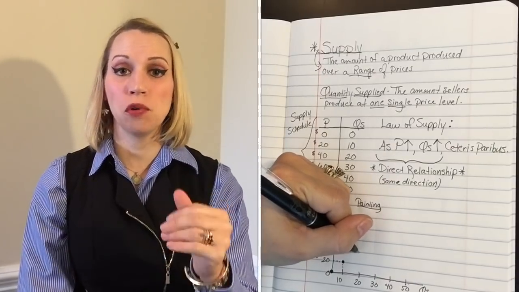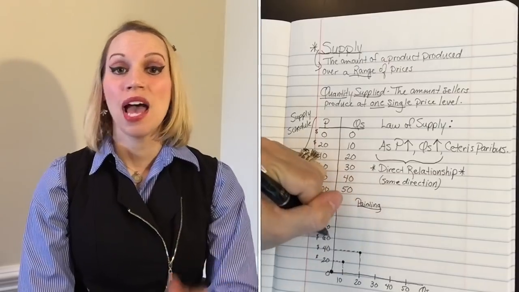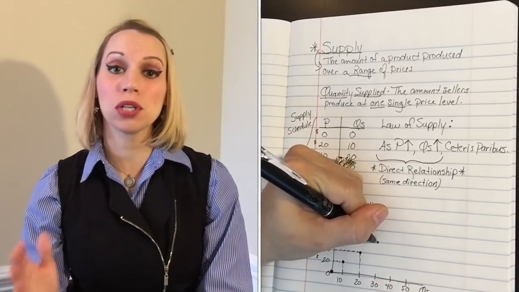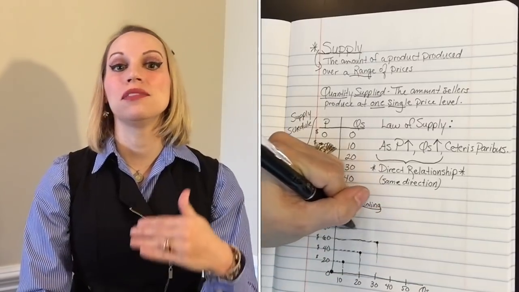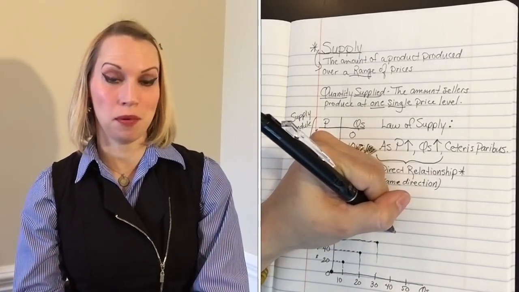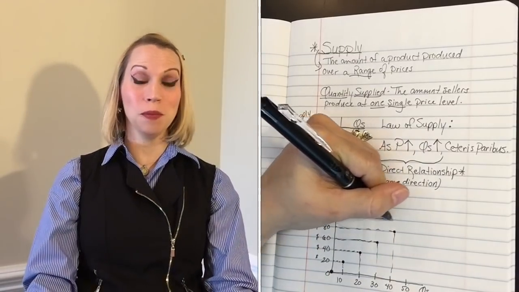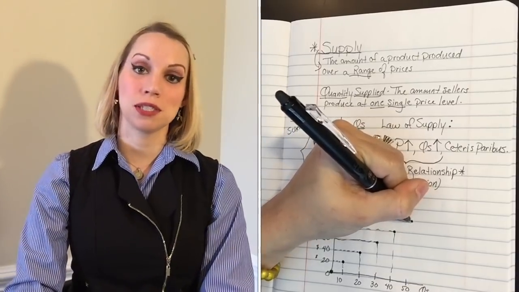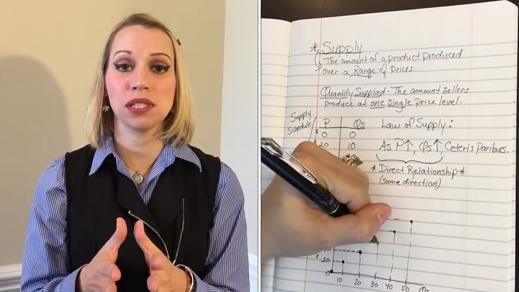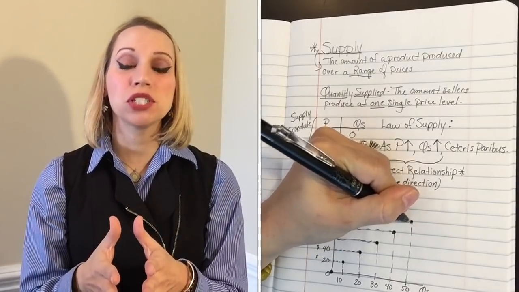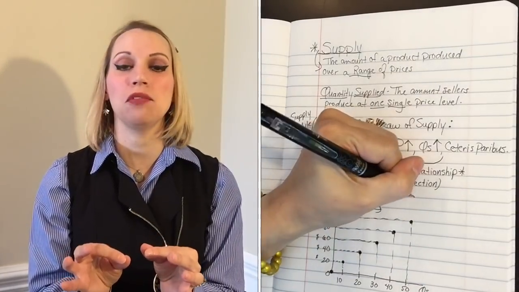When the price went up to $40, there were 20 people willing to supply their painting services. At a price of $60, there were 30 people. At a price of $80, there were 40 people. And then finally, at a price of $100 per room, we had 50 people that were willing to supply their painting services. So when we talk about the quantity of something supplied, that's how much is being produced or available at one specific price level.